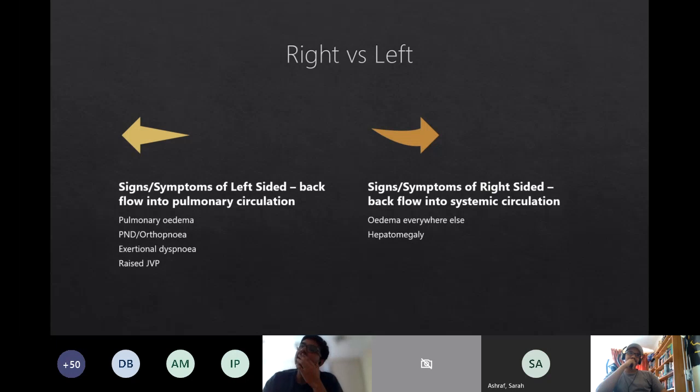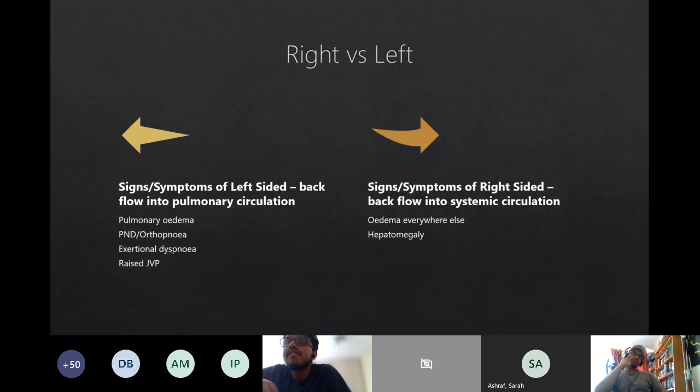So pulmonary edema, and then the symptoms are things like orthopnea and PND, as we discussed. There's an increase in pressure in the pulmonary circulation, which causes fluid to go out into the lungs and cause pulmonary edema. They tend to be less well perfused, but anyone with heart failure does tend to be less well perfused.